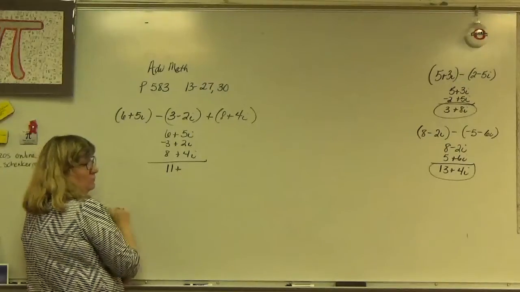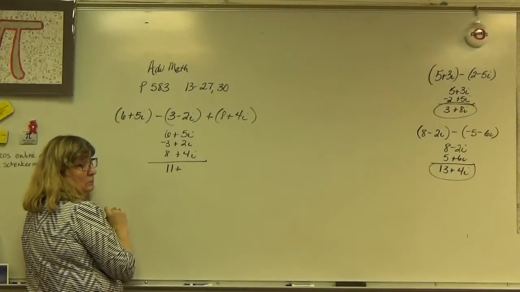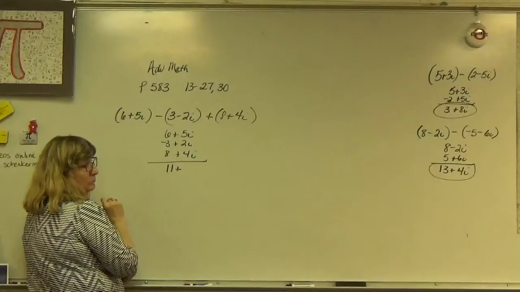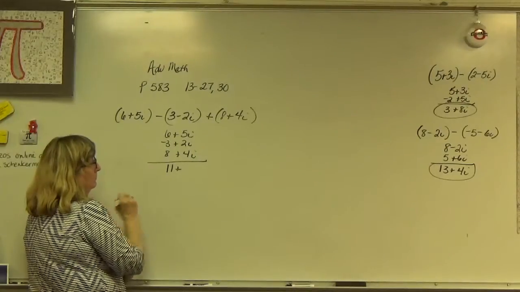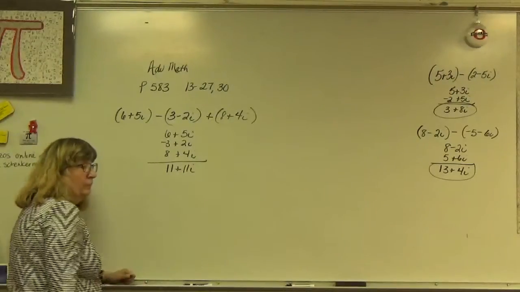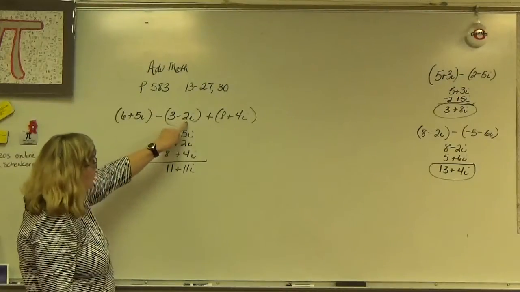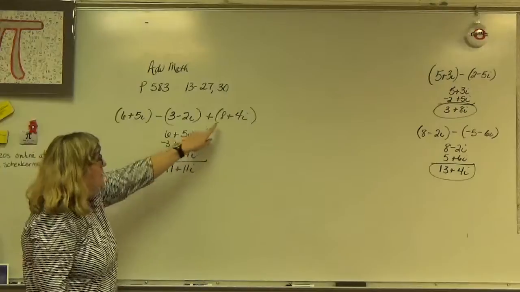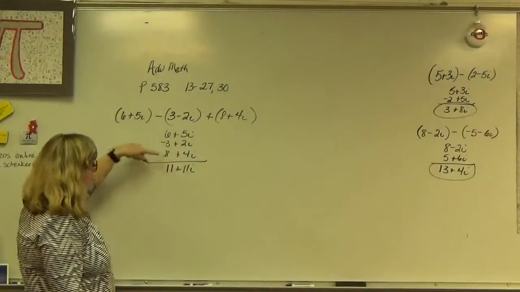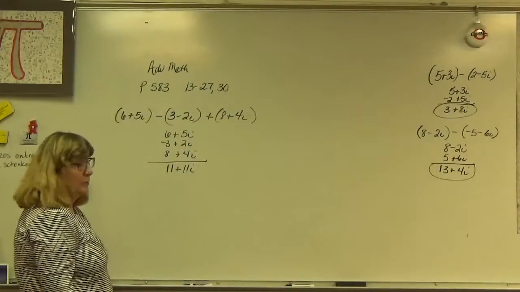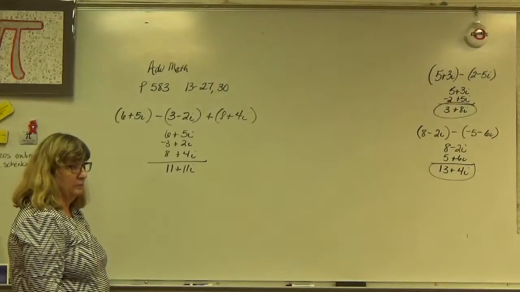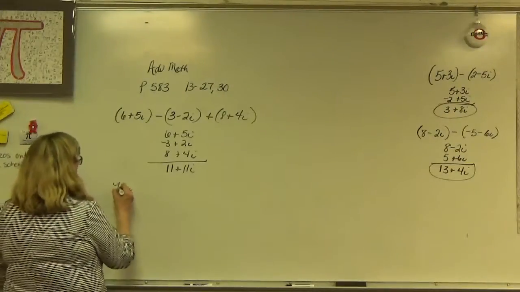What do I get? Wait, no, not 11, but 14 plus 4. Yeah, it's just 11. So this first one is 6 plus 5i. The second one you're subtracting, so you change both their signs. The third one you're adding, so you just lined it up. And now you combine like terms, and it's 11 plus 11i. Okay, multiplication.